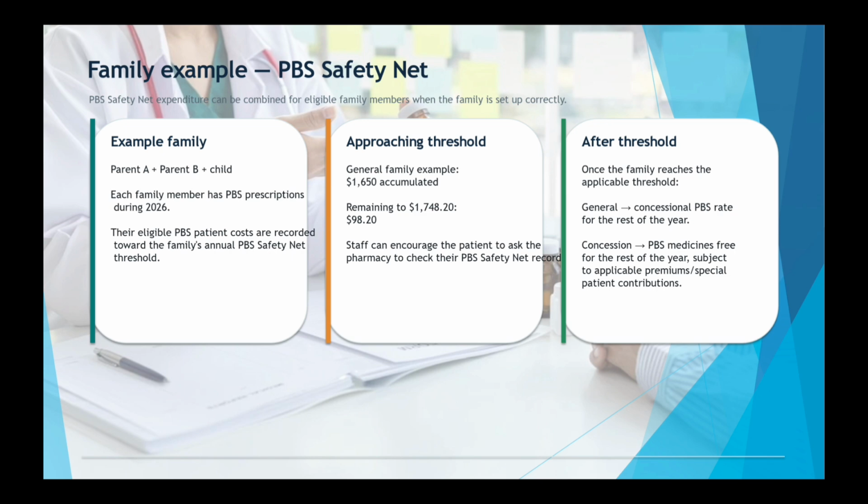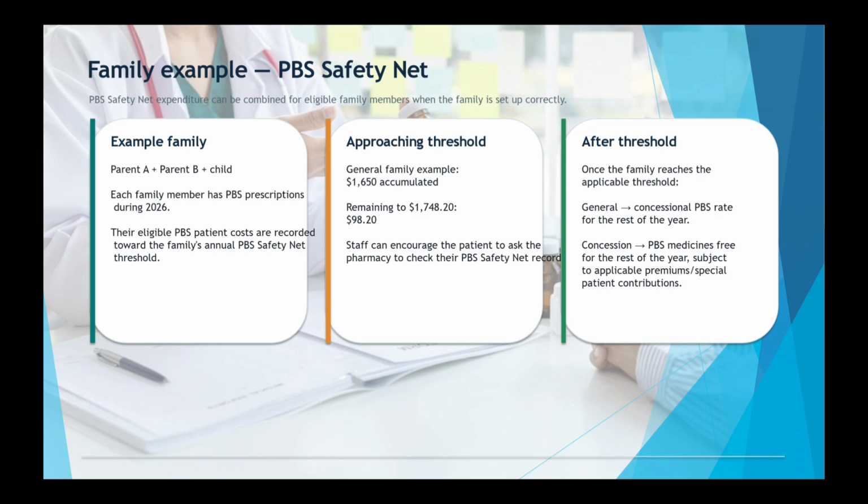Staff can encourage the patient to ask the pharmacy to check the PBS safety net record. That means, for example, if the patient goes to a different pharmacy, we encourage them. Sometimes we ask them, do you go to other pharmacies, so that they can get the safety net, we call it the PRF, prescription record form. They will bring that one so that we can add it to our system.